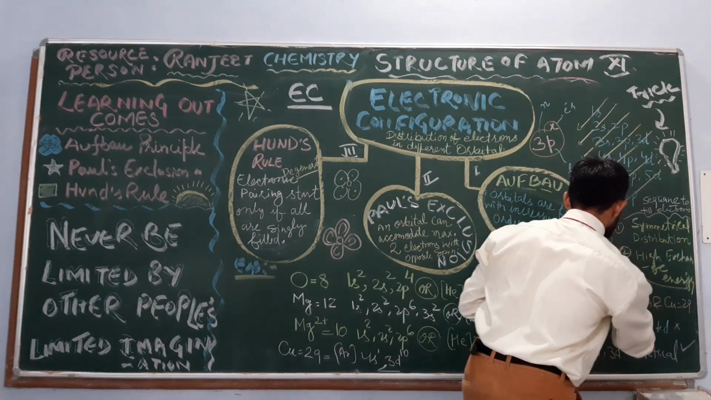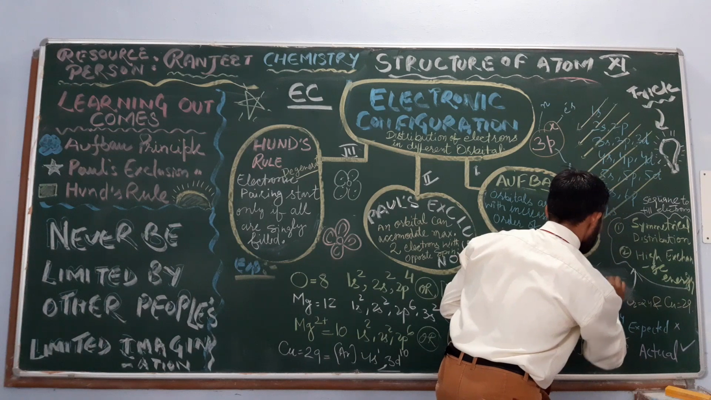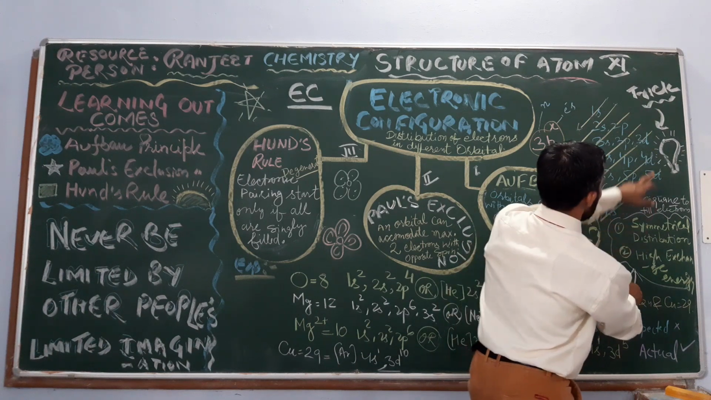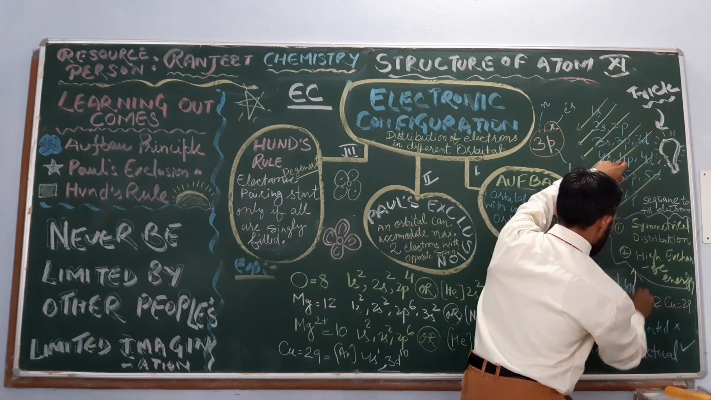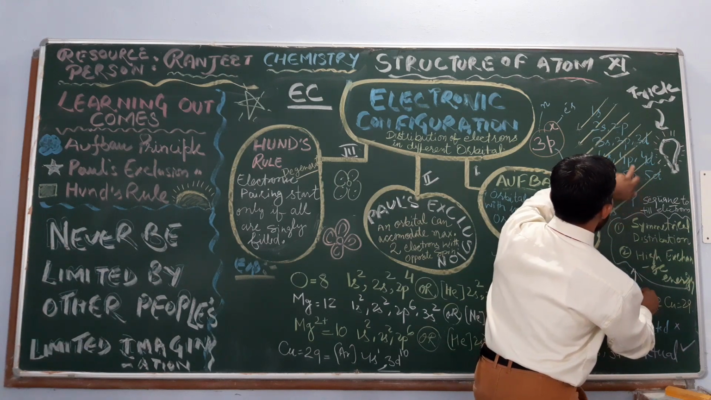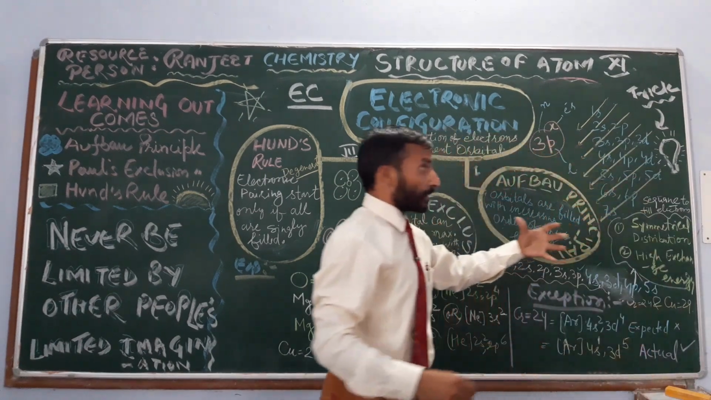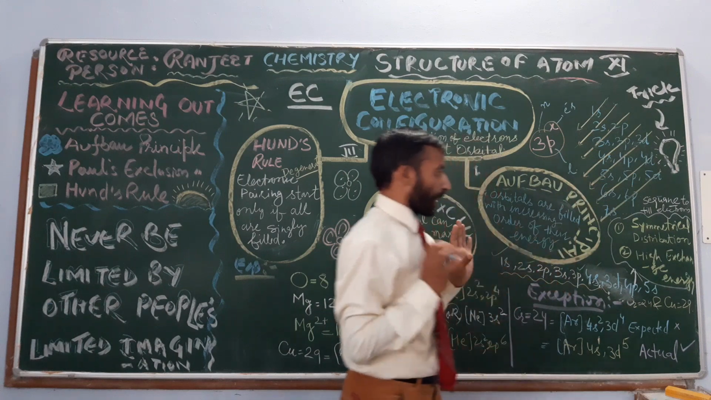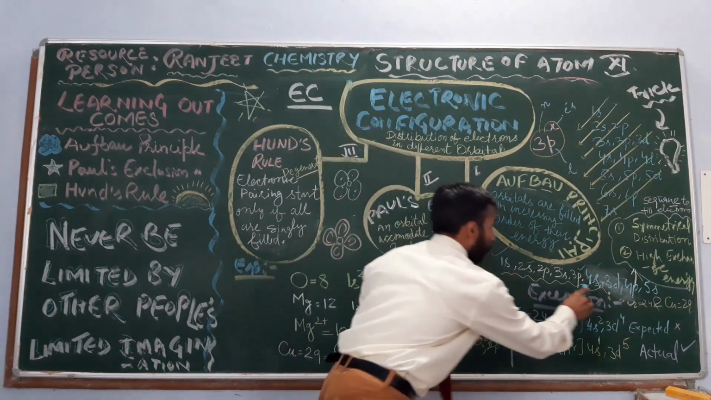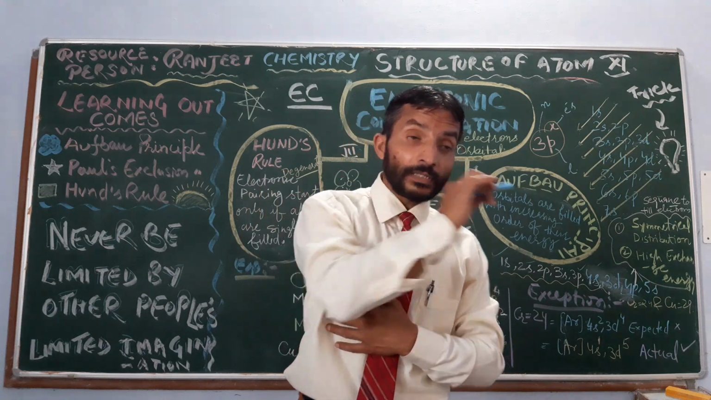So what is written here? Here it is 3p, 4s, 3d, right? It should be 4s, 3d, 4p, then 5s. So we can capture our mistake even if it is written wrong. So this is correct now. This is the order according to the Aufbau principle.